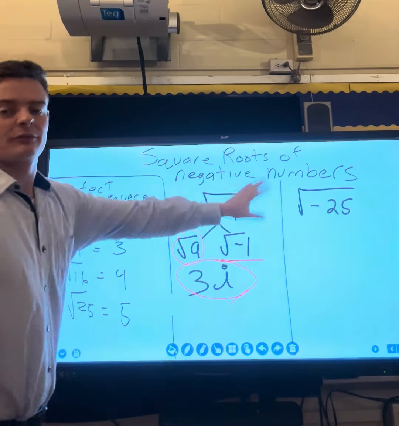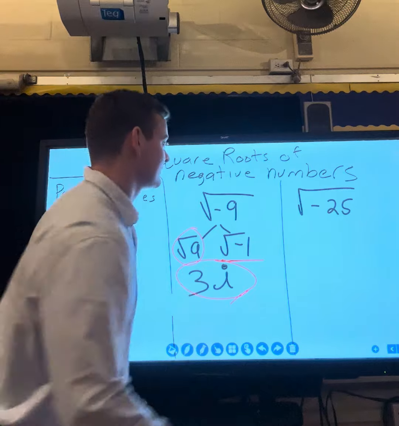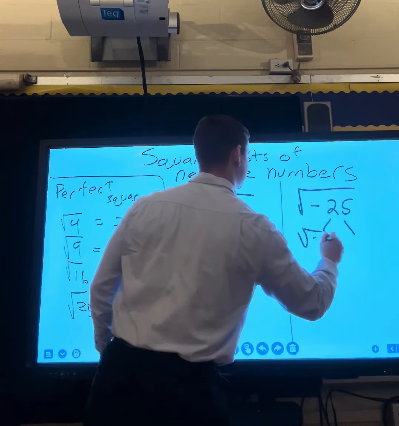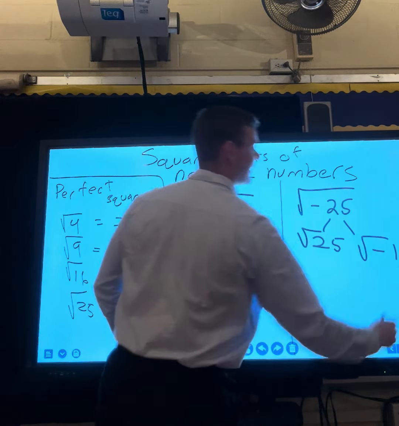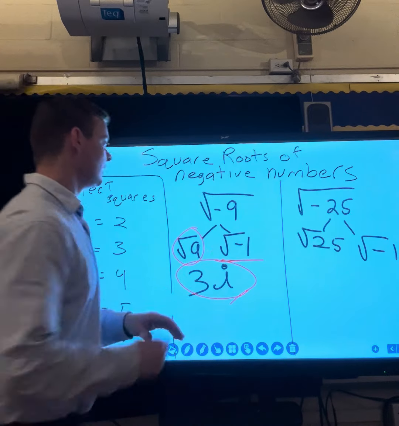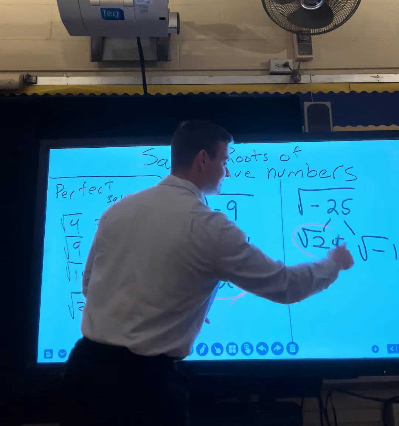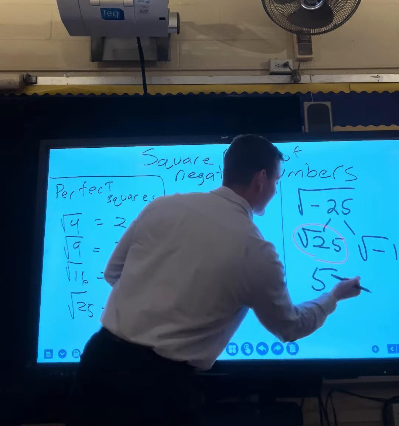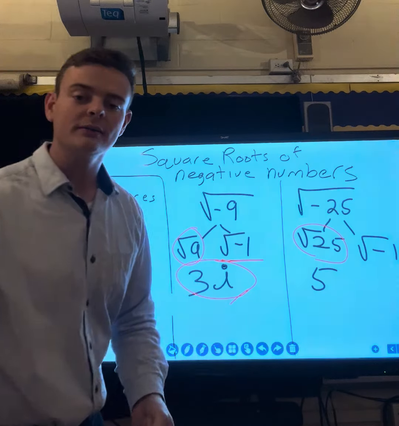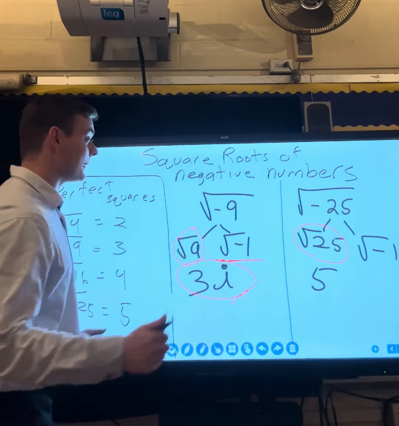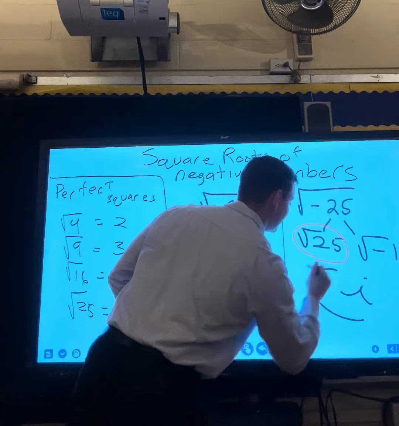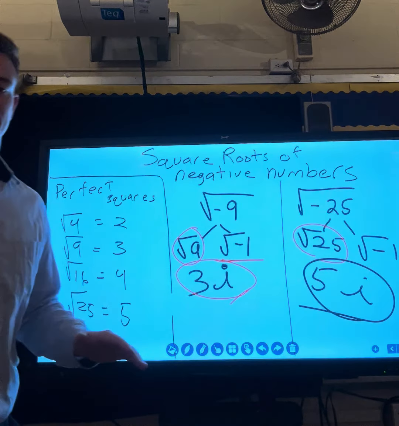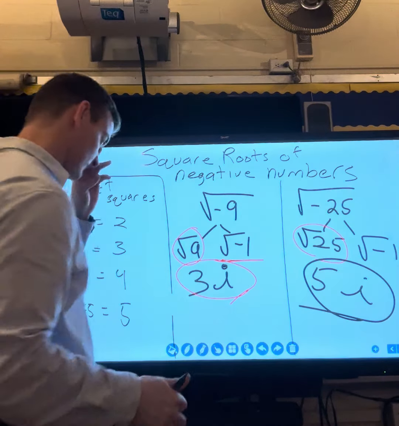With this square root of -25, I'm going to do the exact same thing. Split that off into 25 and -1. The square root of 25 is nice. That's just 5. And the square root of -1 is not nice, but I'm going to call that i. And it's just like that, no big deal.